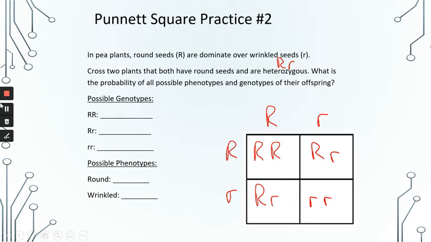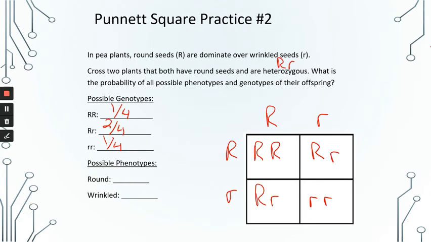So we're going to look at how many boxes have capital R, capital R. And I see the top left box has that, so no other one has it. So it is a 1 in 4 probability. I'm going to count how many boxes have capital R, lowercase r. I see that there are 2, the top right and bottom left. So the probability is 2 out of 4. And then how many boxes have lowercase r, lowercase r on the bottom right? There's 1. So the probability is 1 out of 4.